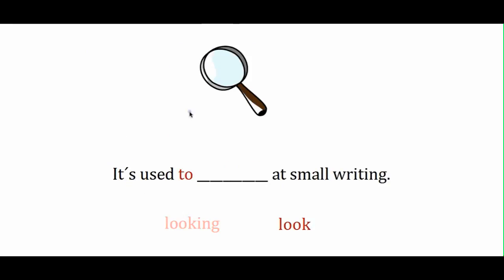And here we have a magnifying glass. So it's used to look at small writing. Okay, so could it be to looking? Well, no, we can't use a gerund after to, okay? To suggests that we need an infinitive, so we need look in its base form. It's used to look at small writing.